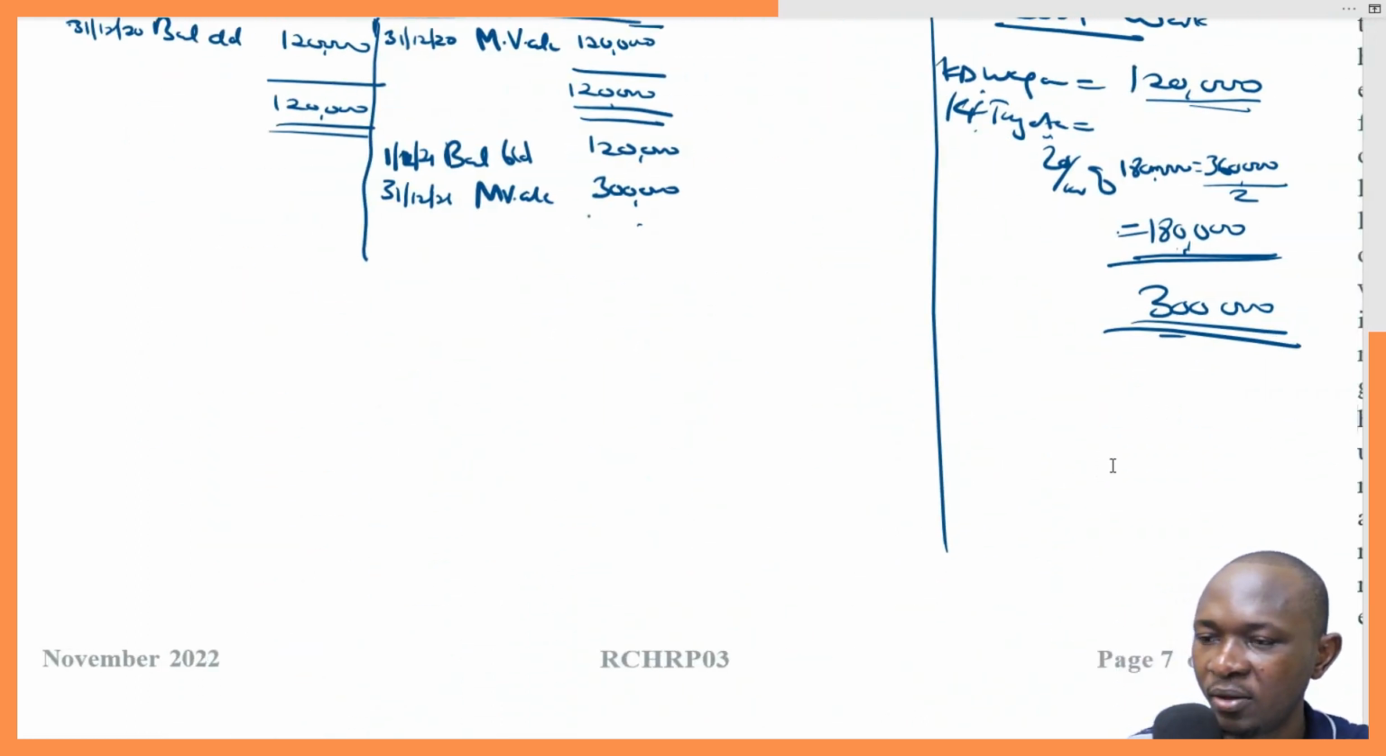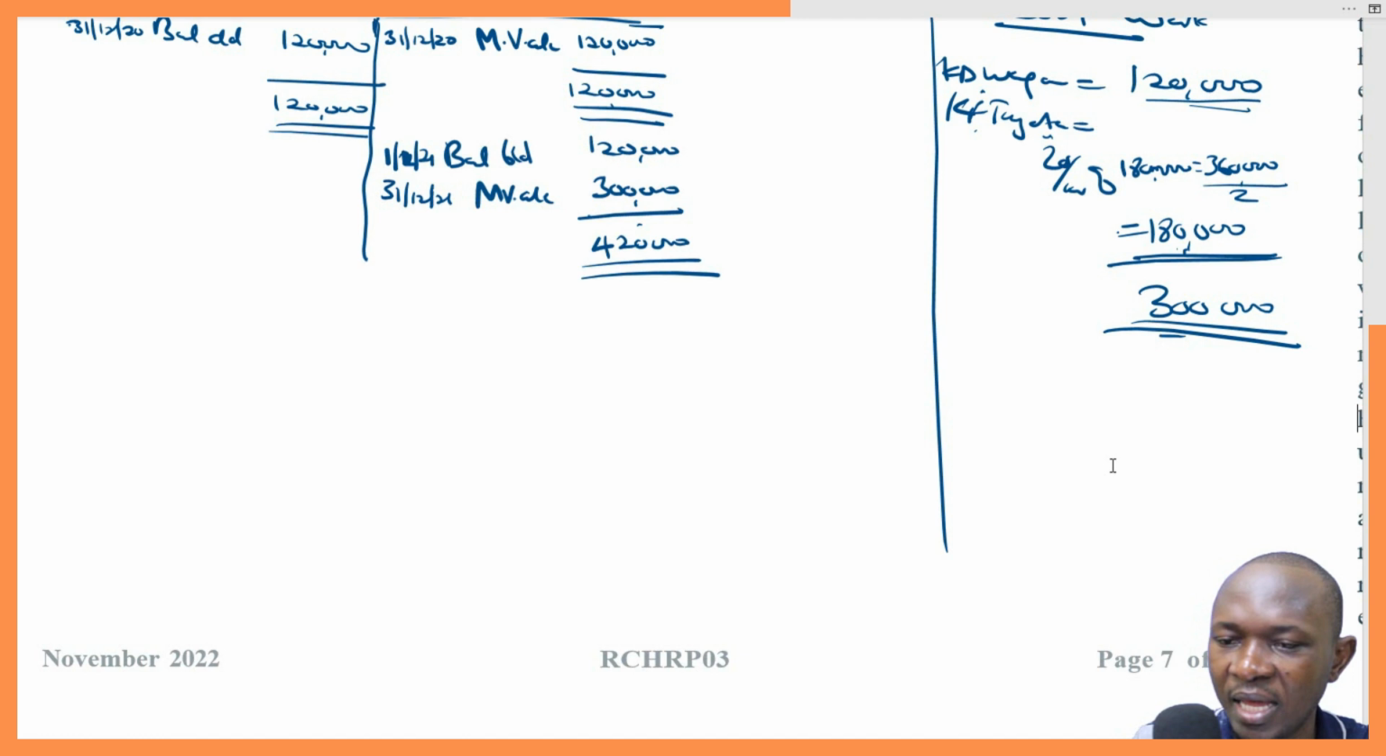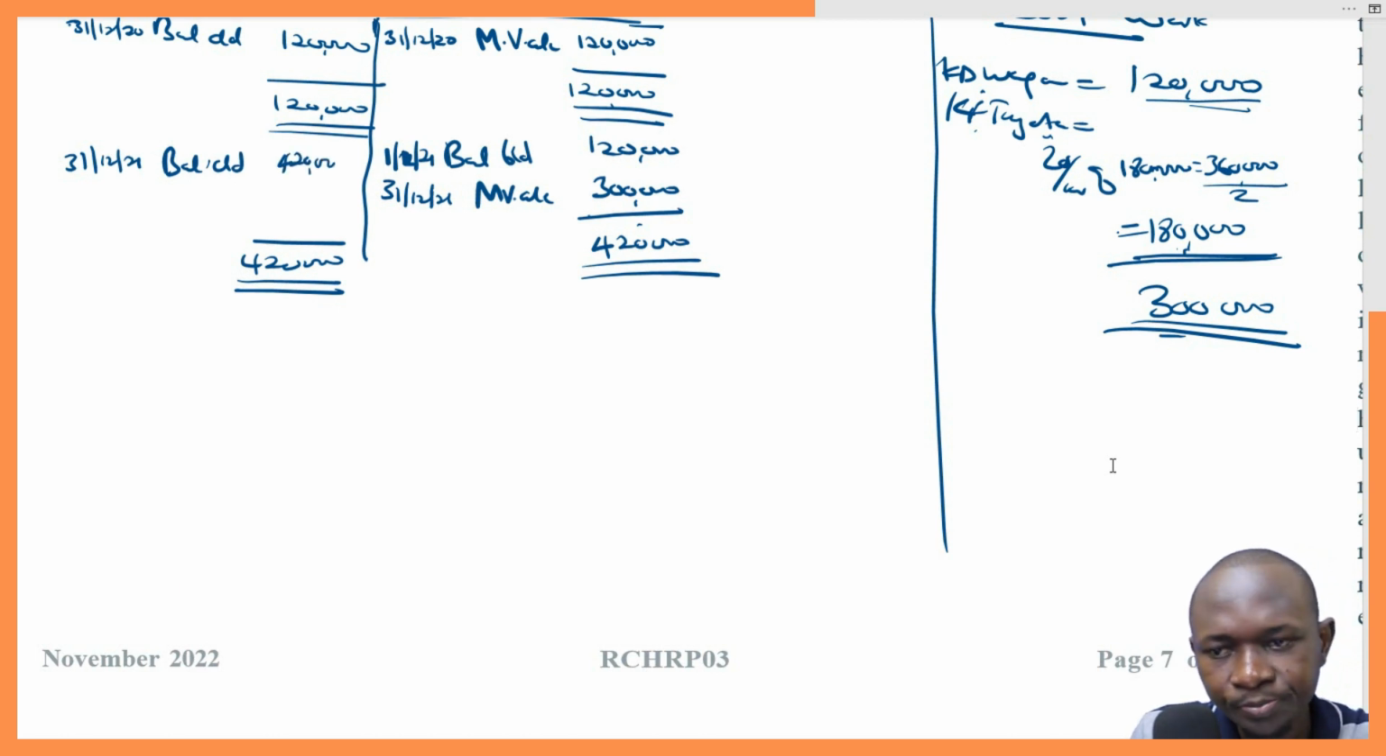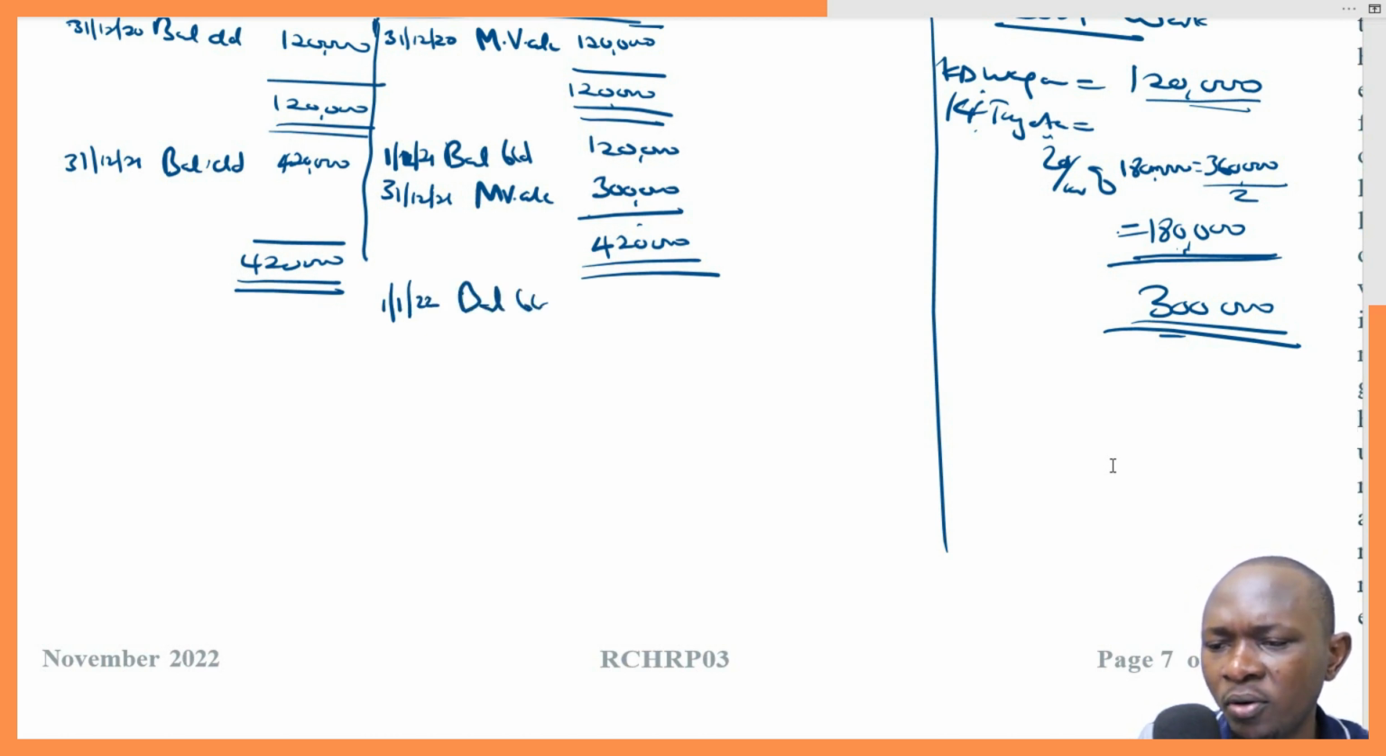So now that we are there, this will give us 420,000 like that. So we are closing the books, 420,000. Then we come here, we say on 31st December 2021, balance carried down is 420,000. On 1st January 2022, we'll have a balance brought down of 420,000 as the depreciation. And then we proceed like that.